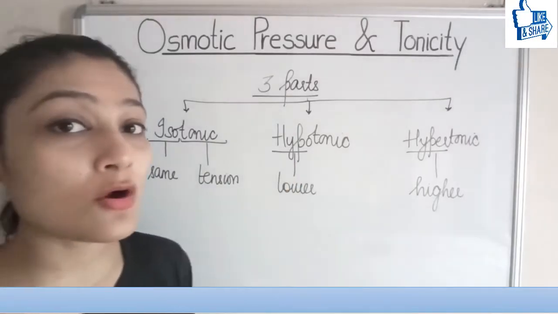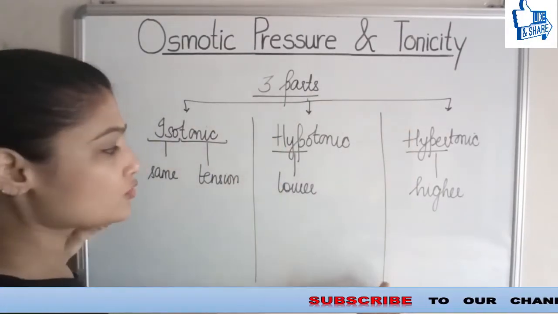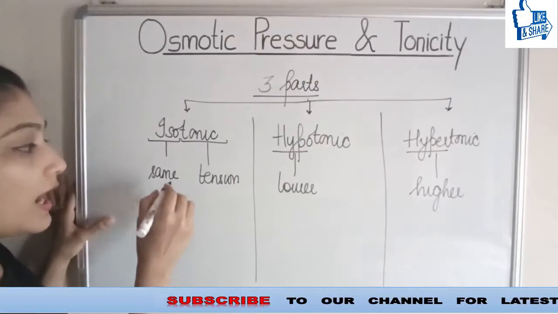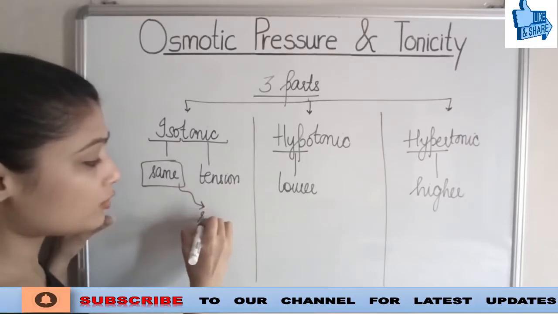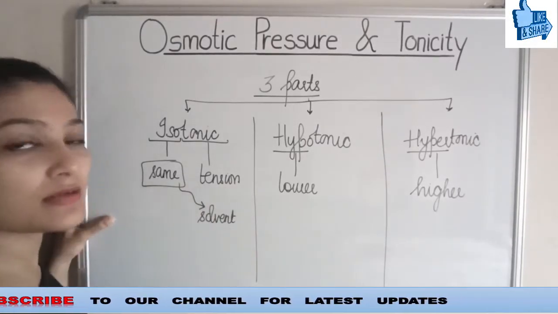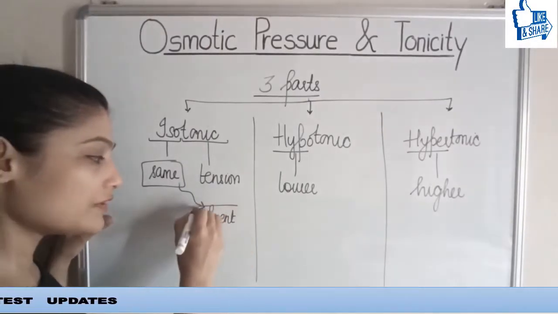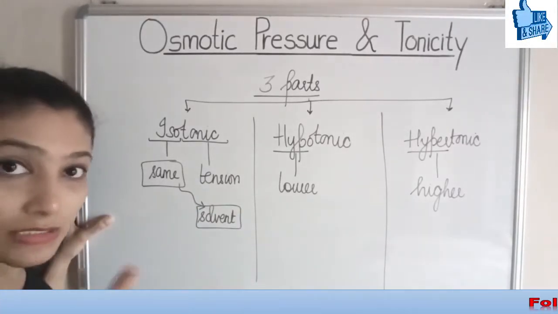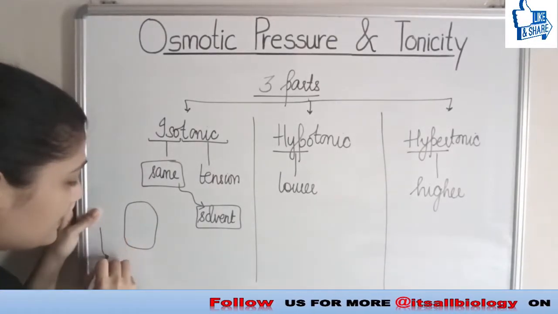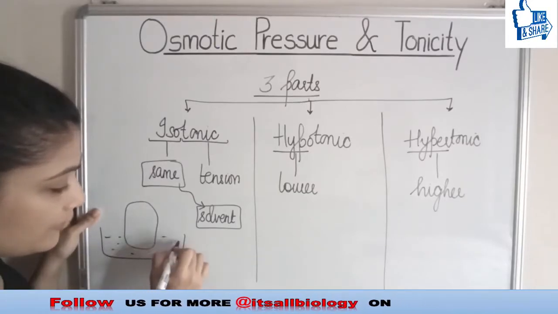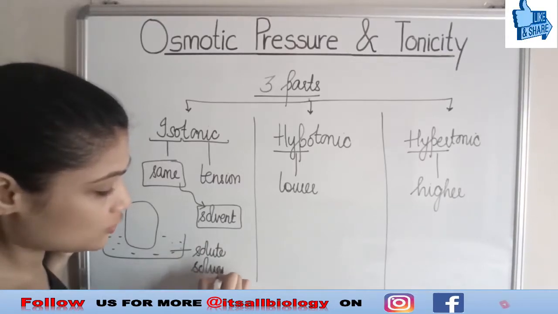Now, what are we talking about, of what concentration? Let's see. Suppose I talk about isotonic first. Iso means same. What same? The same thing that we are talking about is solvent. Always remember, whenever we are talking about osmosis or things related to osmosis, we will just be talking about solvent. Clear? So if I have a cell and I place it in a beaker with a solution, let's say the solution has some solute and some solvent.